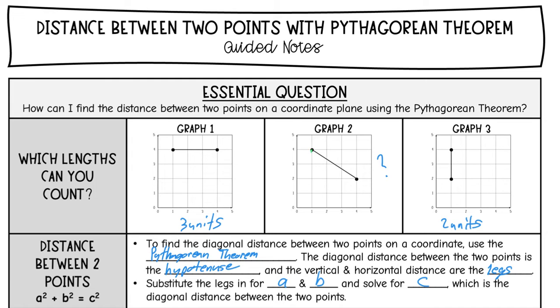So in the case of graph 2, we have 2 squared is 4 and 3 squared is 9, and when we add those together, we get 13. So we know c squared is 13, and if we take the square root of that using our calculator, we will get approximately 3.6 units as our diagonal distance.